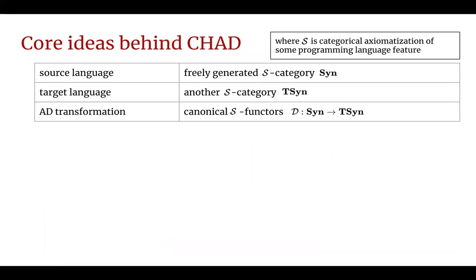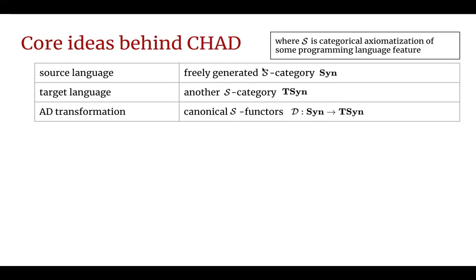Okay, so then the first thing to do will be to consider the source language as a category, and it will be a very simple, freely generated category. And we call it SYN. So we will see that the source language, so a standard programming language like a simply typed lambda calculus, can be seen as a freely generated category with structure S, where S is the set of features we want to have in our language.